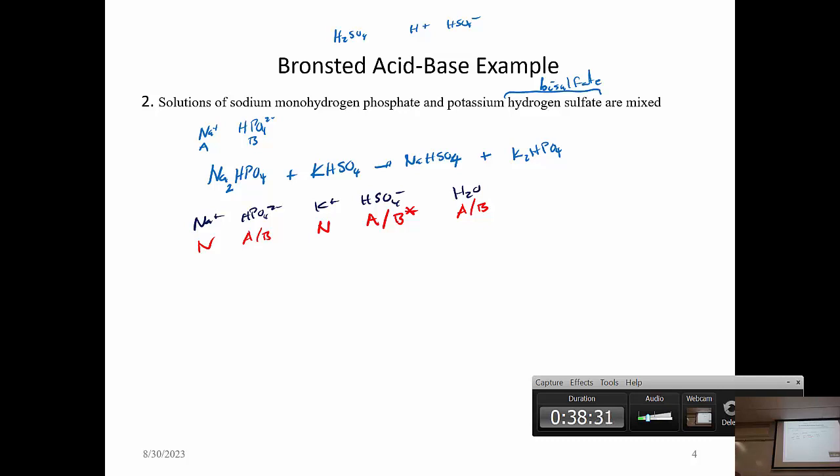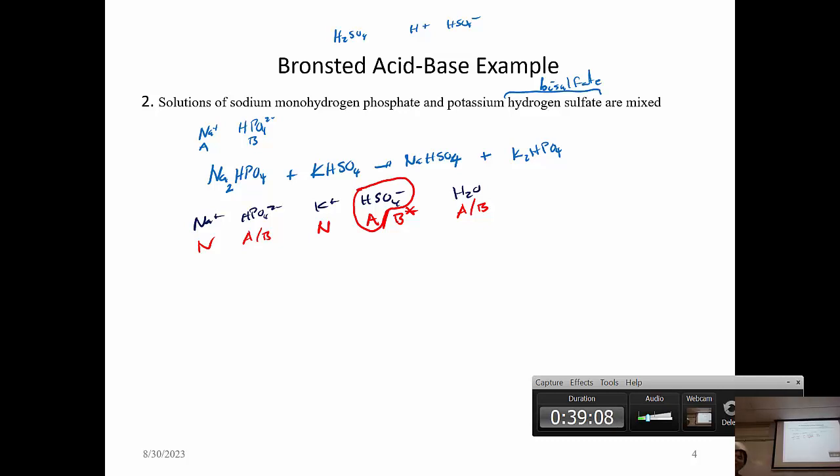Water is the strongest acid. Does everybody agree? You're looking at the left side, and the strongest acids are at the top. So water would be the highest up on the left side? Yes? No? Out of those three, which one's the highest up? HSO4 minus. Actually, bisulfate is going to be the strongest acid here.